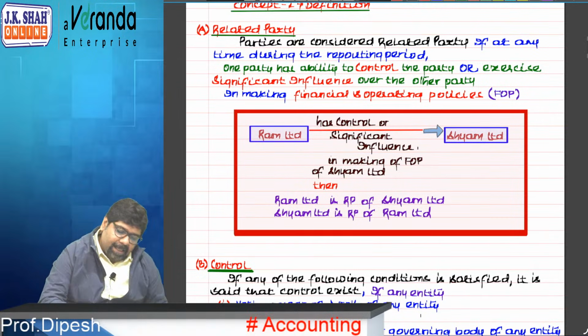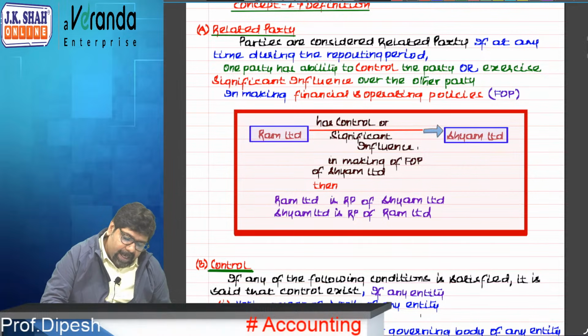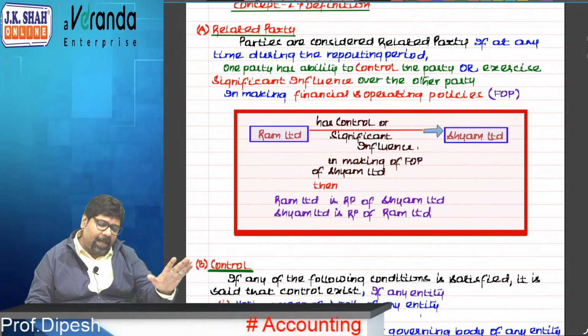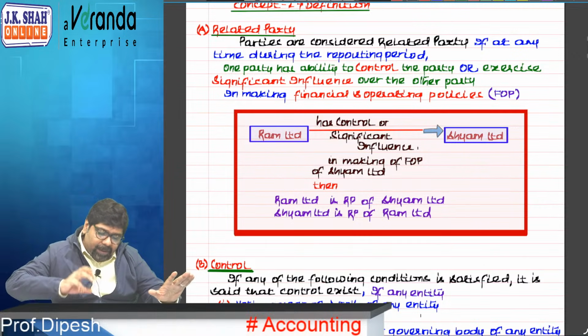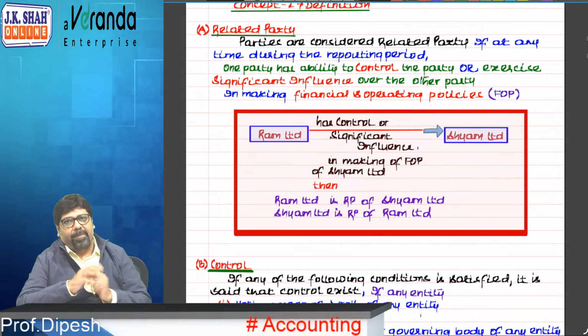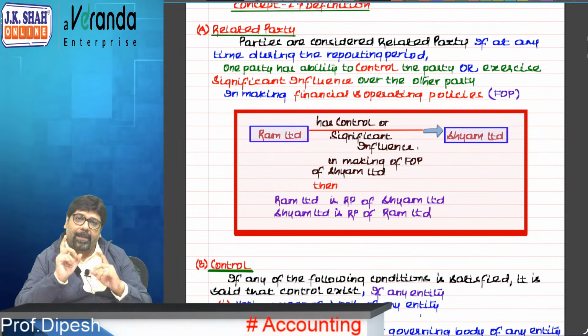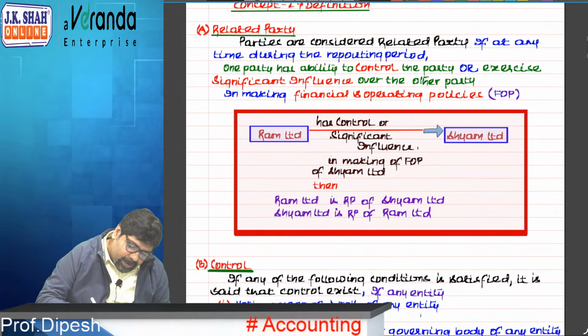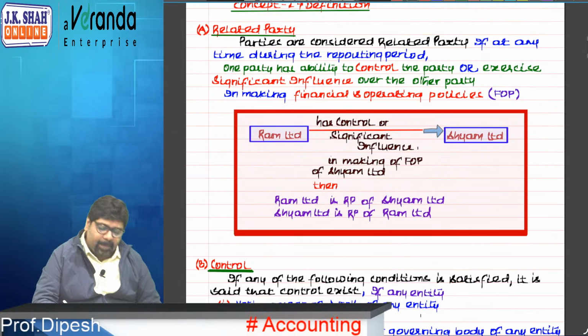Correct? Parties are related parties if, at any time during the reporting period, one party has the ability to control the other party or exercise significant influence over it in making financial and operating policies. So either I should have direct or indirect control or significant influence over financial and operating policies, then we are said to be related parties. Okay? Ram Limited has control or significant influence in making financial or operating policies of Sham Limited. That means Ram and Sham are related parties.